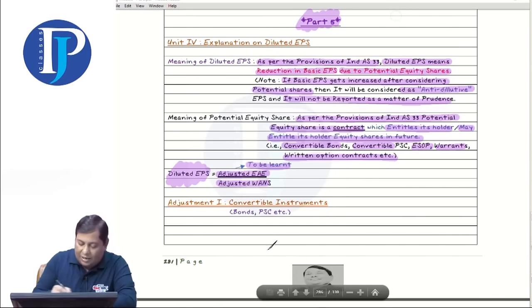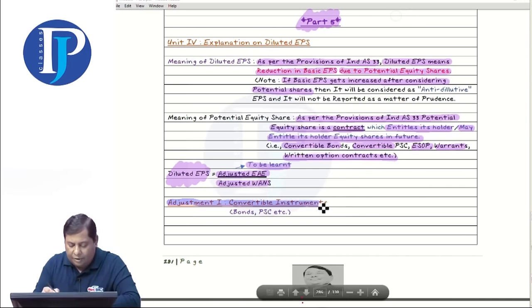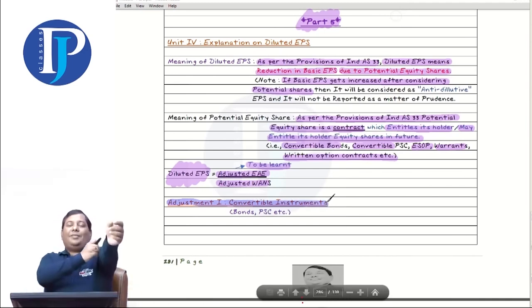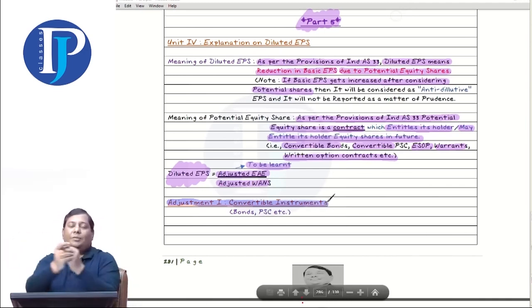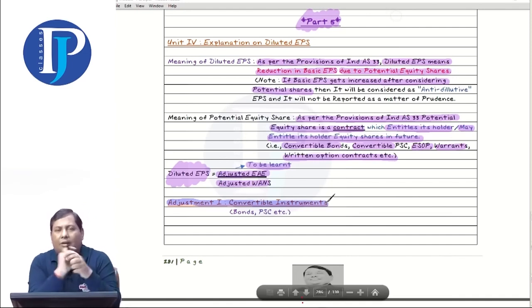Then we started making adjustments in it. Adjustment number 1. First adjustment is of convertible instruments. Let's start the adjustments in diluted EPS, and the first adjustment is of convertible instrument. They can be either convertible debentures or convertible preference shares.